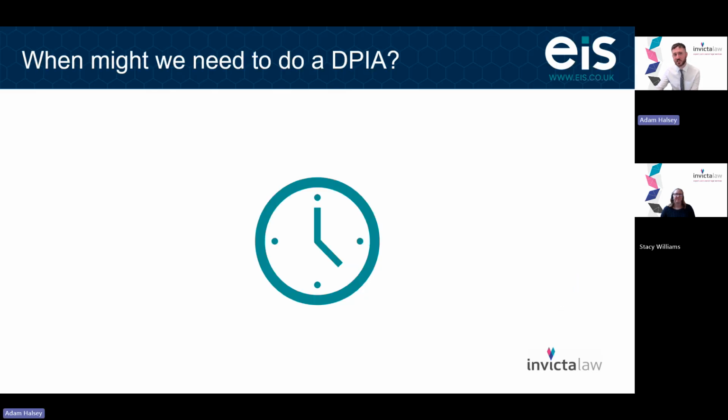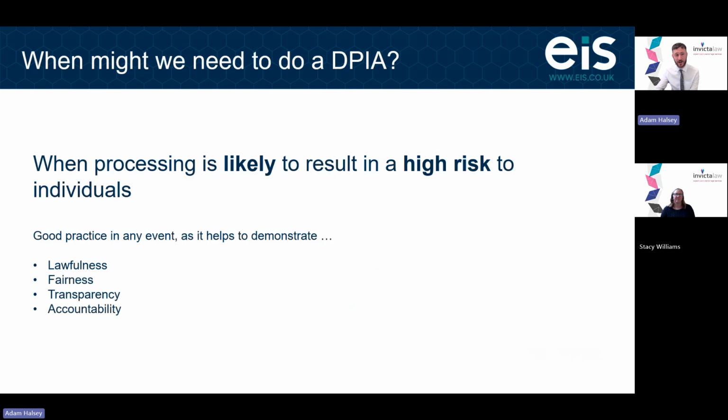When and in what sorts of circumstances might we need to do a DPIA? Well, what the law and the ICO guidance says is we have to do a DPIA when processing is likely to result in a high risk to individuals, or a high risk to those individuals' rights and freedoms, or, putting it a different way, a high risk of some form of detriment to those individuals.